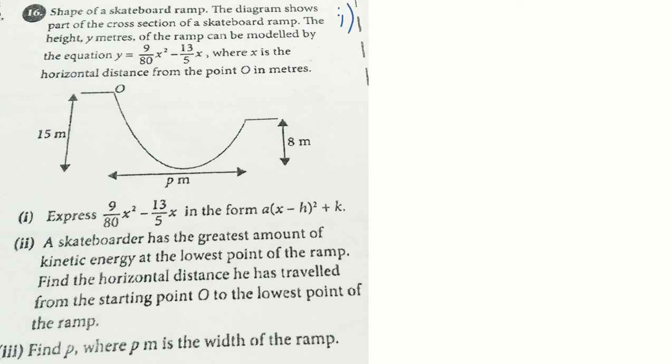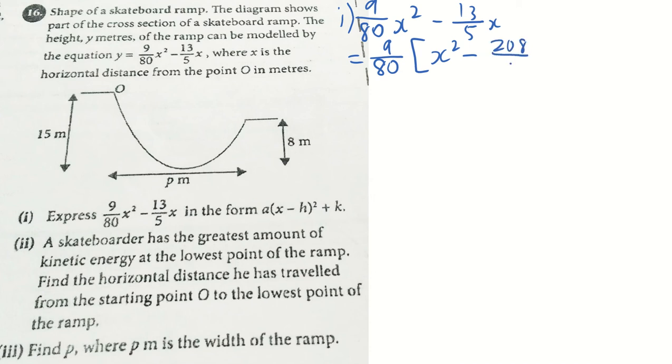So what we have to do is to complete the square on 9/80 x² minus 13/5 x. The first thing we have to do before completing the square is to factorize such that we only have 1x². So we will factorize 9/80, and by factorizing what we are doing is actually dividing. So 13/5 divided by 9/80 will give us 208/9 x. Once we have already gotten 1x², we can start to complete the square.